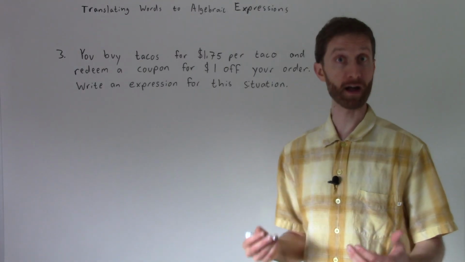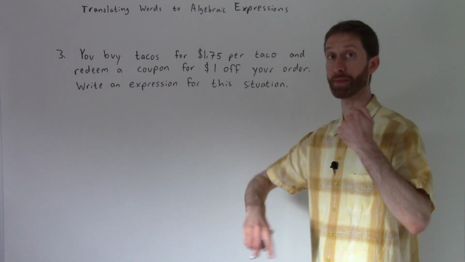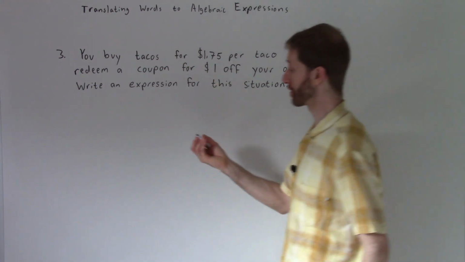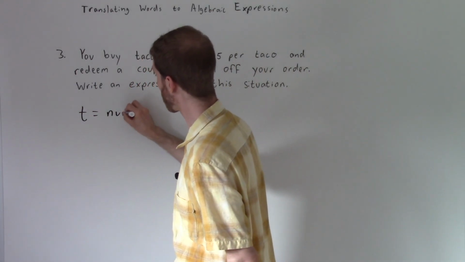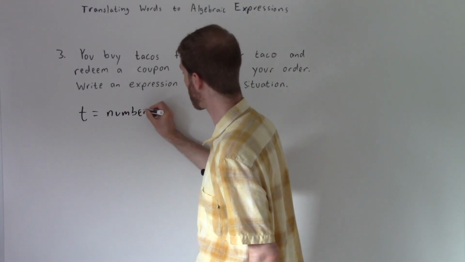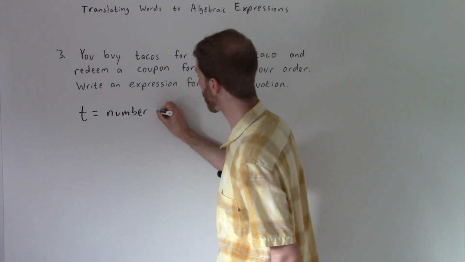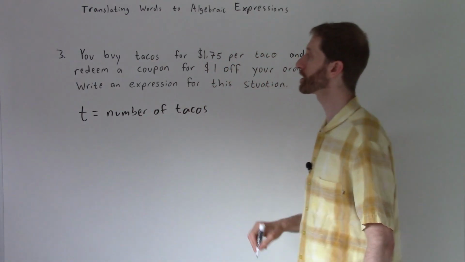I am going to define a variable here for the amount that I don't know, but that is changing, the amount that is variable. So it's the number of tacos that we don't know. So let's let T equal the number of tacos. And let's actually write that out so you can see it. So T is the number of tacos.